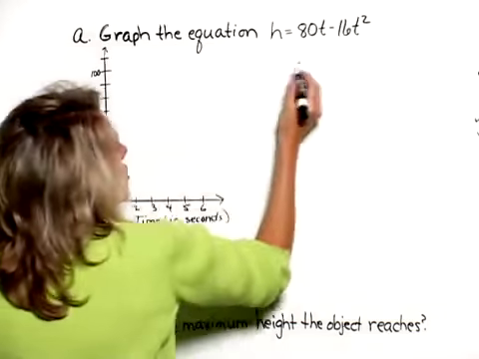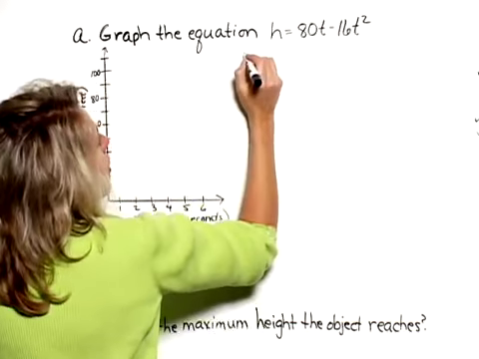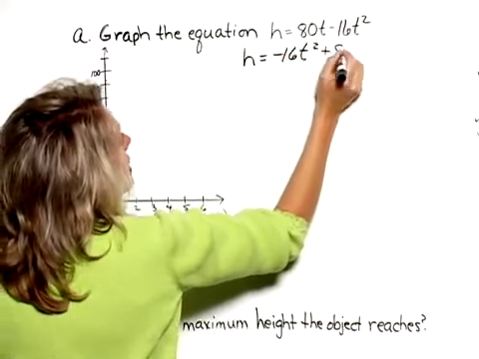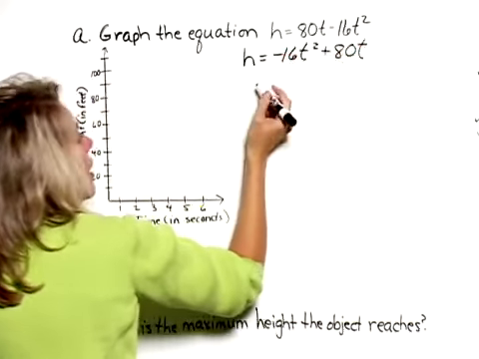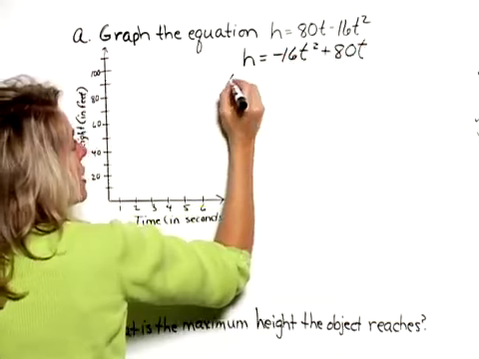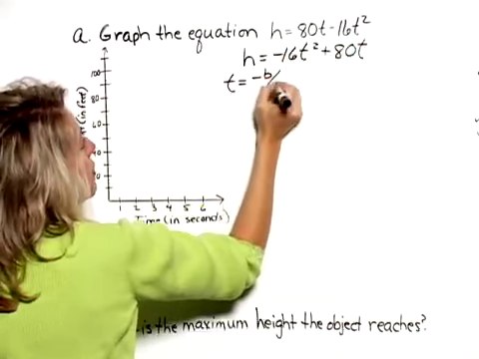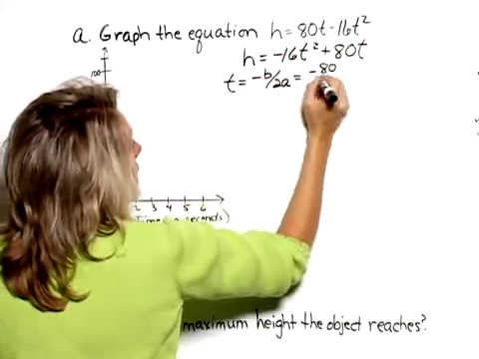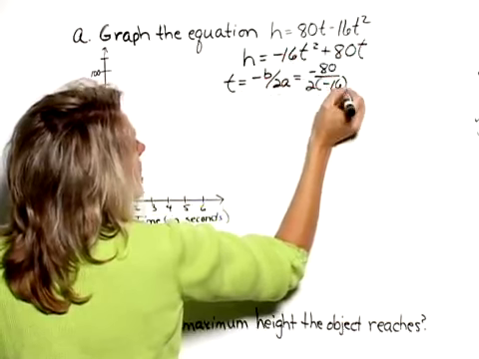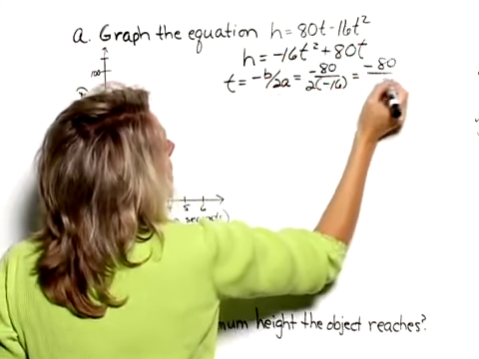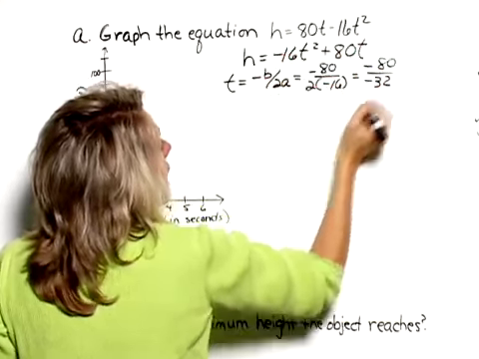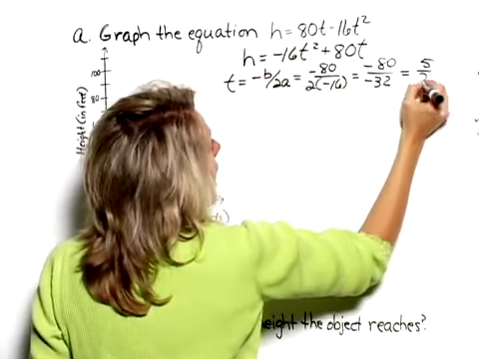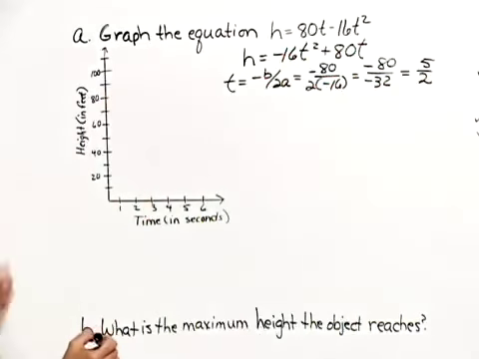Now, the first thing we're going to do is put our equation in standard form. So we have h is equal to negative 16t squared plus 80t. Now we'll find our vertex. Our first coordinate of our vertex is t, and we'll use the formula negative b over 2a. And b is 80, so we have negative 80 over 2 times negative 16, which is negative 80 over negative 32. If we divide the top and the bottom by negative 16, we get 5/2. So our t value for our vertex is 5/2.